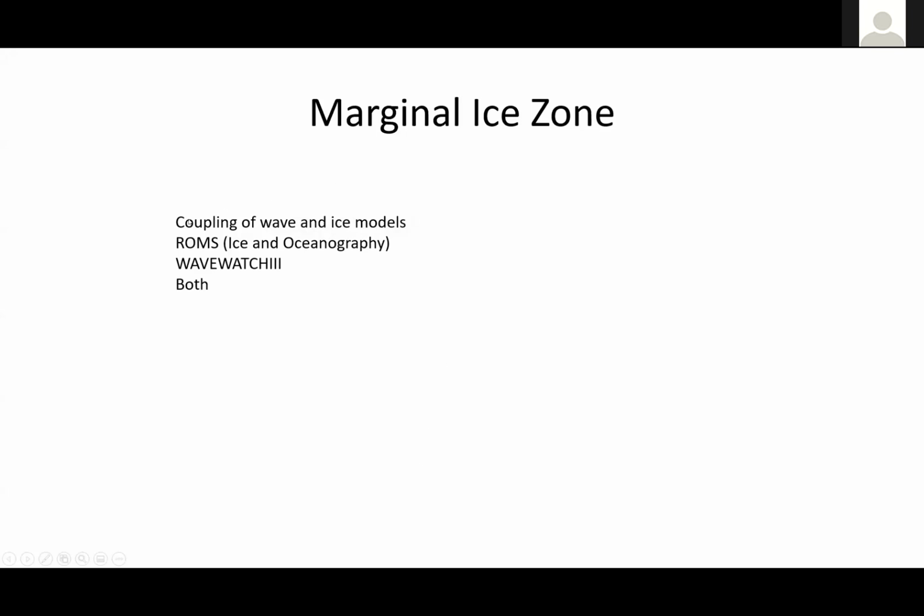In the marginal ice zone, we're going to need a coupling of wave and ice models and ROMS with ice oceanography and feedback into WaveWatch III, because we're getting attenuation of these waves as they're going through. So we'll need both these types of models. So that's about it. I'd just like to thank you for your attention. Thank you.